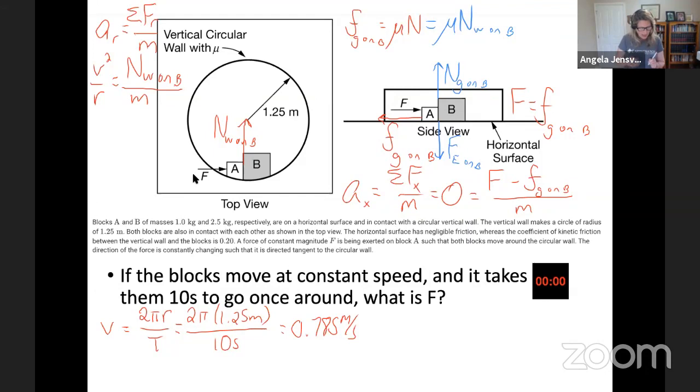Wow. I was trying to do friction from the horizontal surface, but they told us in the problem that there's no friction in the horizontal direction. It's very important to read all the words. Now we've got to go back over here and get the normal from the wall on the ball, which is equal to mv squared over r. Now we can come back over here and plug it in. Mu mv squared over r.